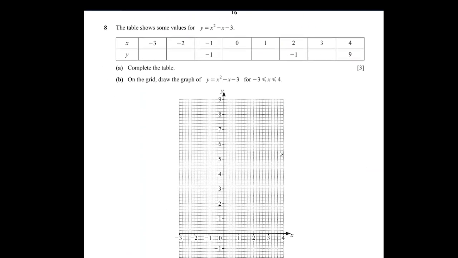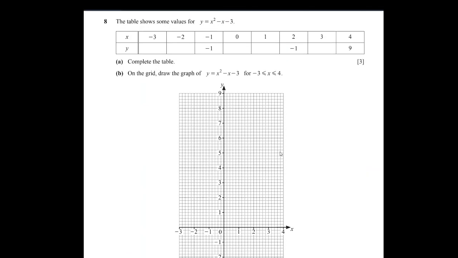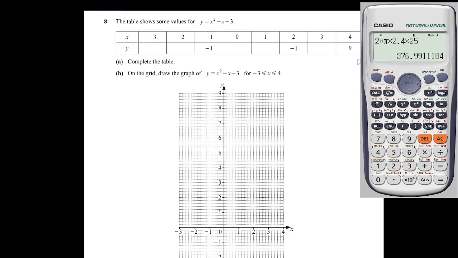Question number 8 now. The table shows some values for y is equal to x square minus x minus 3. Question A is asking us to complete the table. The values of x are given, all the values. You need to find the y values which are not given. So take the calculator. So x square minus x minus 3.